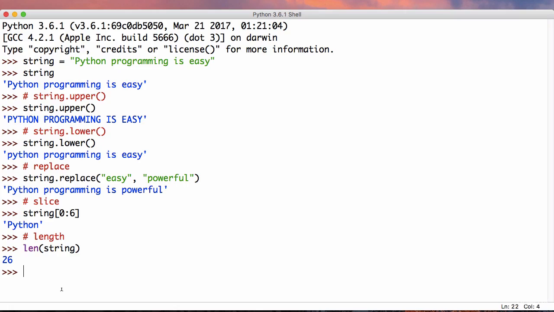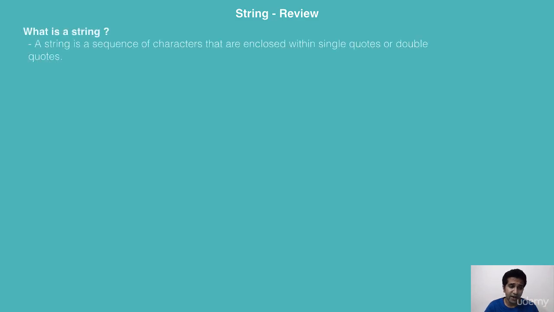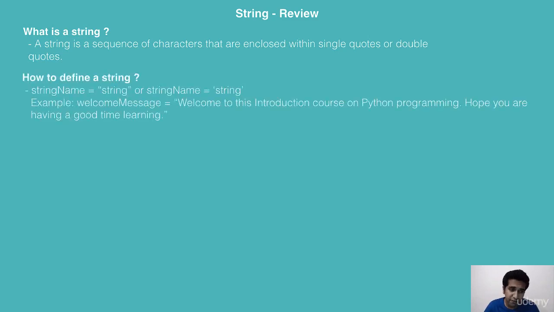Let's take a quick review of what you have learned in this section. We started this section by talking about what a string is, which is a sequence of characters enclosed within a pair of single quotes or double quotes. And then we checked how to define a string. You have a variable name followed by an assignment operator, and you assign a string to a variable name. And then we looked at some of the string operations. We have our example string as welcome message that reads, "Welcome to this introduction course on Python programming. Hope you're having a good time learning."